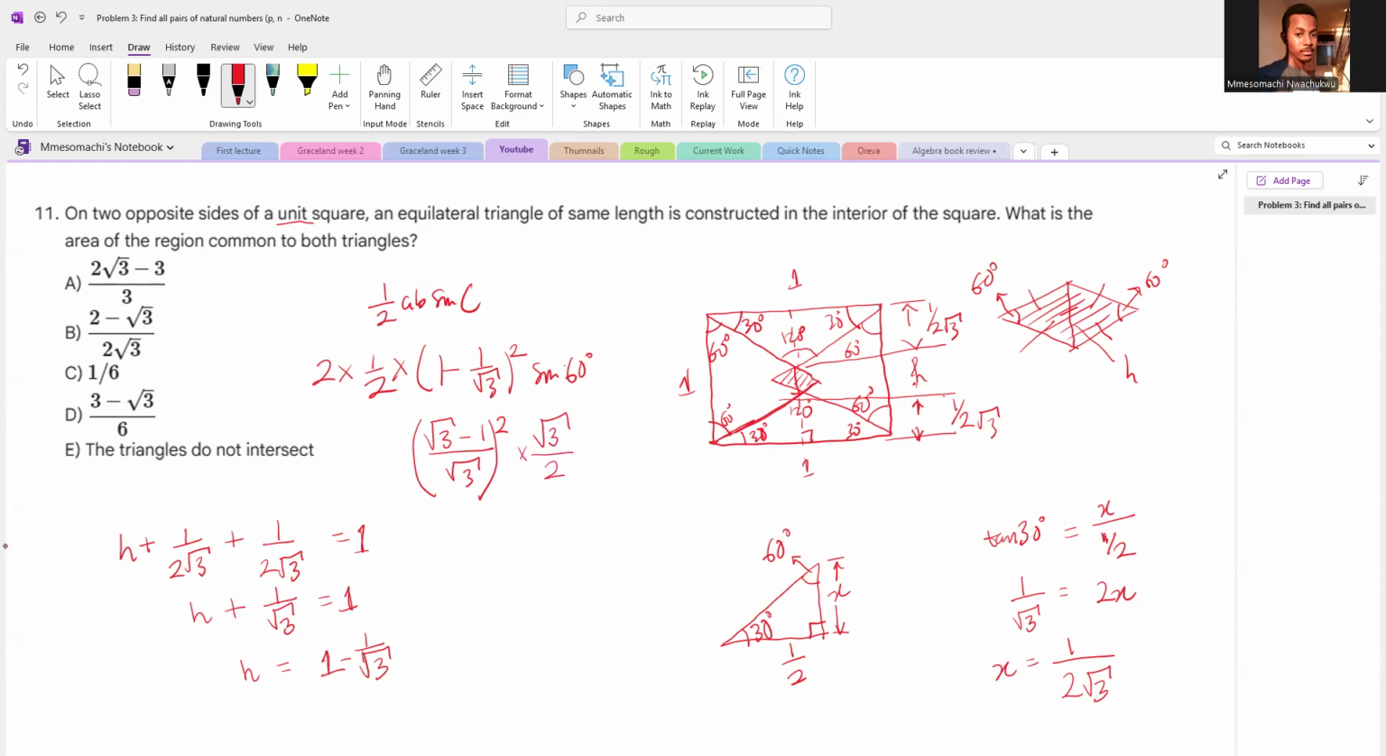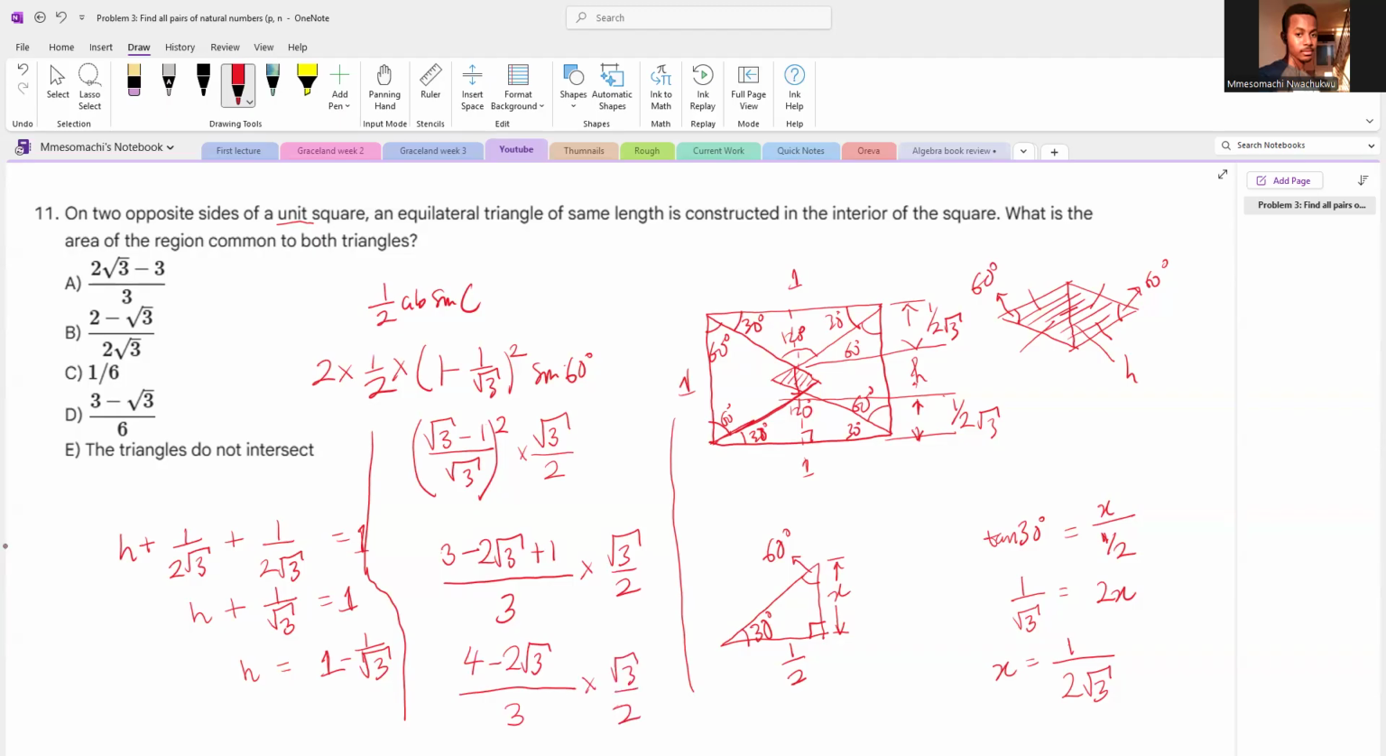We can simplify this further. Root 3 minus 1 squared is 3 minus 2 root 3 plus 1, since root 3 squared is 3. And we have times root 3 over 2. Let's try and simplify this further. 3 plus 1 is 4, so we have 4 minus 2 root 3 all over 3 times root 3 over 2. These two can divide 4 and minus 2 to give.